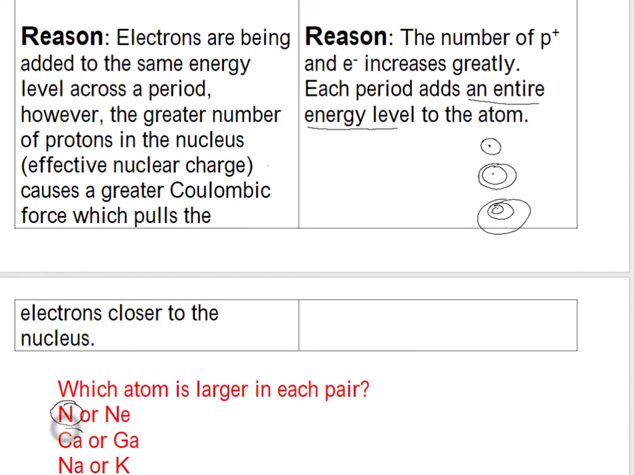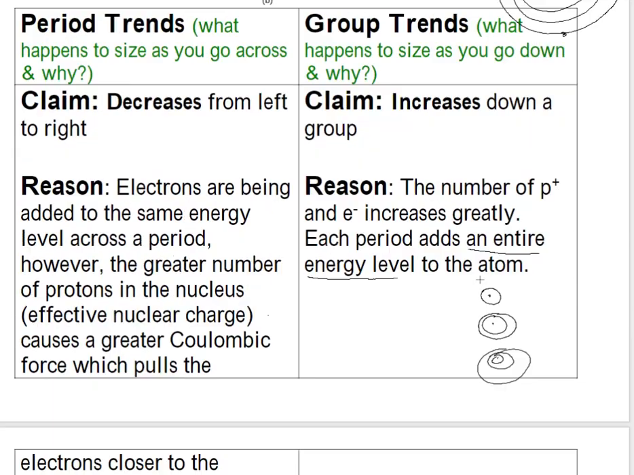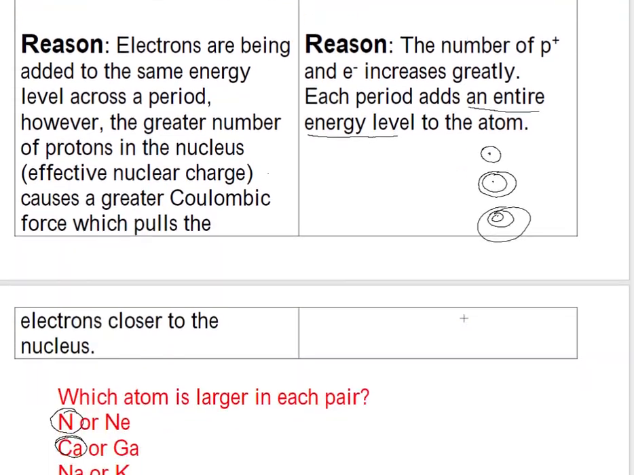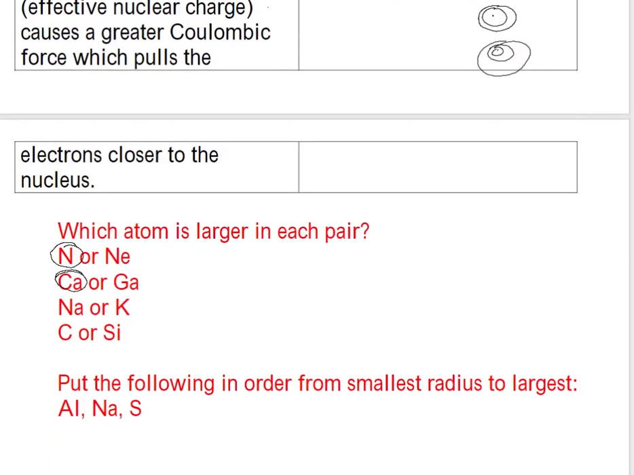Calcium is larger. And then we have sodium or potassium, Na or K. Which one is larger? Na is right here. K is right here. Which is the bigger atom? Well, potassium is down, so it's in the 4th period. It has 4 energy levels, and sodium only has 3. That means potassium is going to be larger.